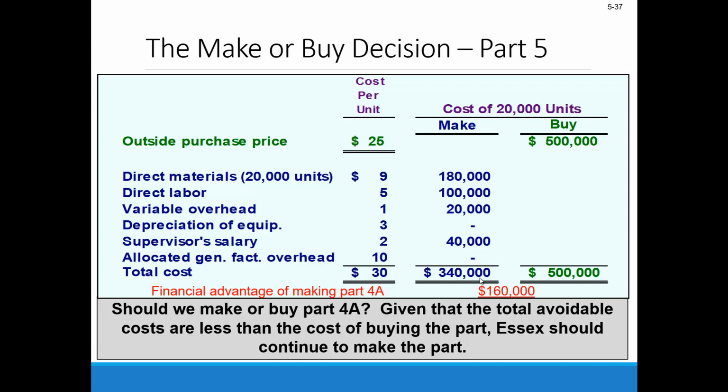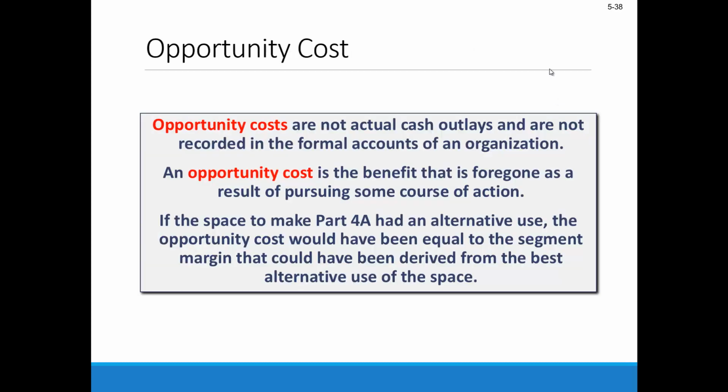or that $160,000. Here's a good chance for us to remind ourselves of potential opportunity costs involved in some of these decisions. So as we know from earlier study, opportunity costs are not actually expenses that we've paid out or are paying out anywhere. And so you're not going to see them recorded in the records of an organization. Opportunity cost is strictly the potential benefit that we give up by pursuing one course of action over another.